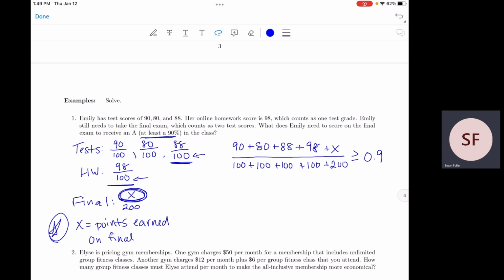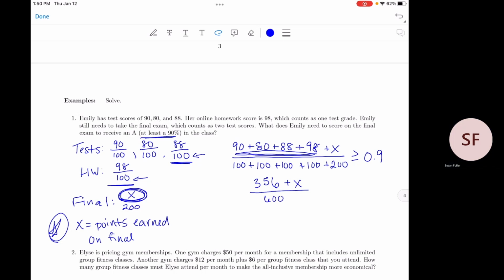To start solving this, we're going to simplify and combine like terms. I've got a bunch of things that I can add up here on the top. If I put that into a calculator and add up all of those things, I get 356. And then I still have this plus x. Those are not like terms, so I can't combine those. I'll just leave them as is. All over, if I add all of these things up down here, 1, 2, 3, 4, 5, 600 down here. And I want that to be greater than or equal to 0.9.